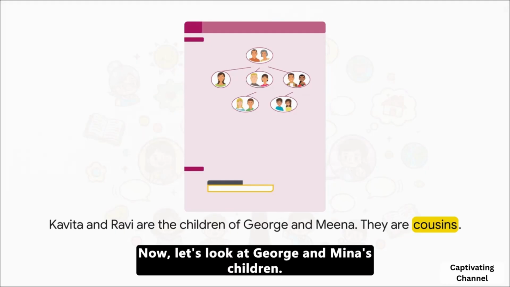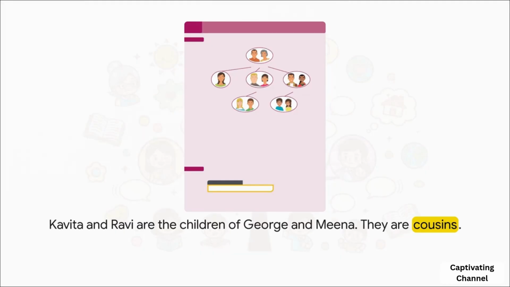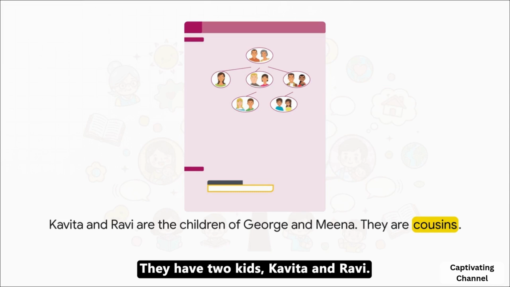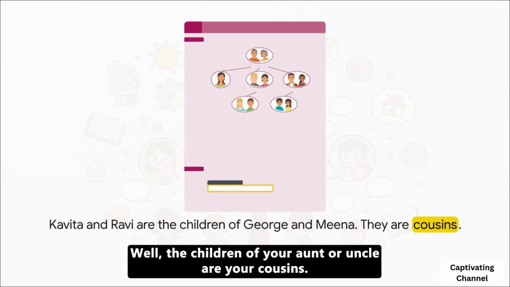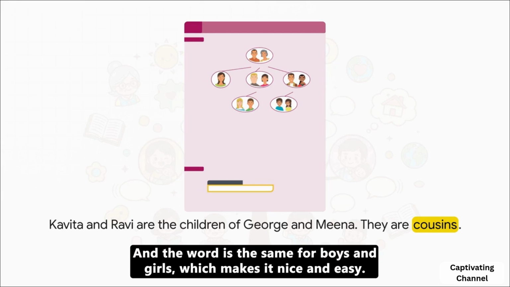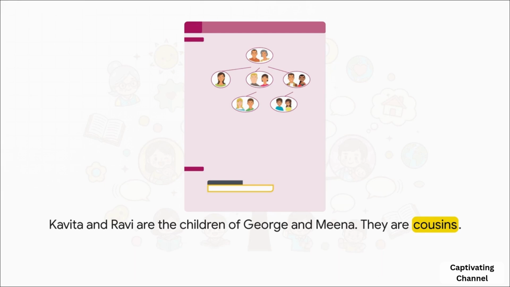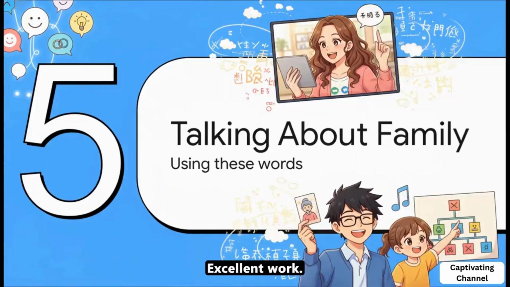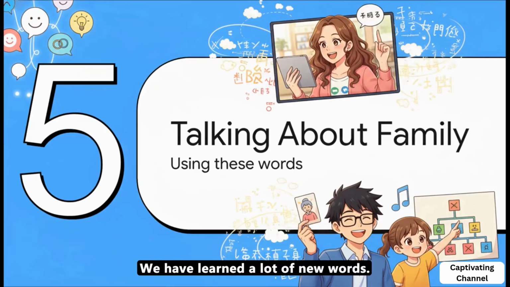All right, now let's look at George and Mina's children. They have 2 kids, Kavita and Ravi. So what are they to Karen and Jack? Well, the children of your aunt or uncle are your cousins. That means Kavita and Ravi are Karen and Jack's cousins. And the word is the same for boys and girls, which makes it nice and easy. Let's all say it together. Cousins. Excellent work.